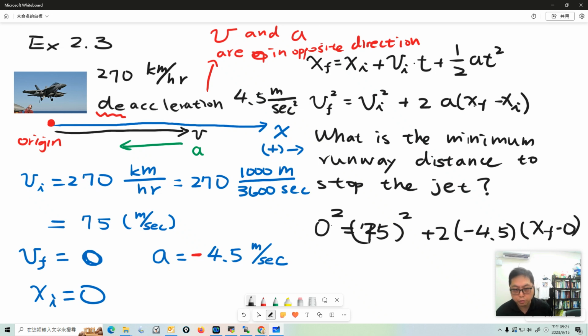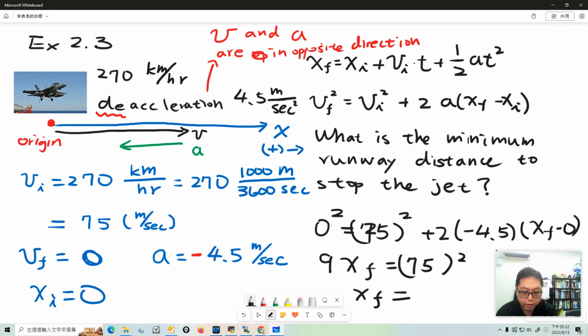Let's rearrange this equation. We have 9 xf equals 75 squared. Use your calculator again: 75 squared divided by 9 is 625. The unit is meter. Be careful, in the MKS system we have already made everything in kilogram, meter, and second.